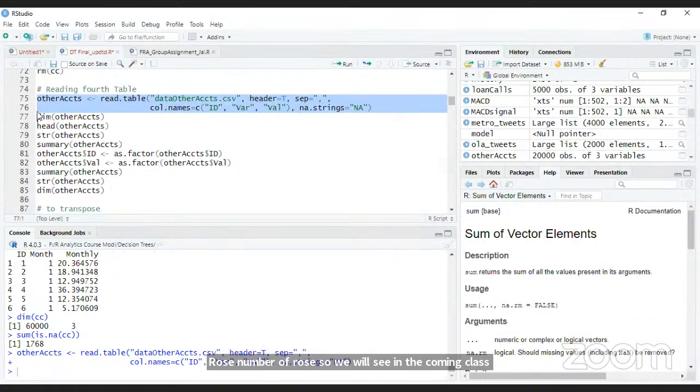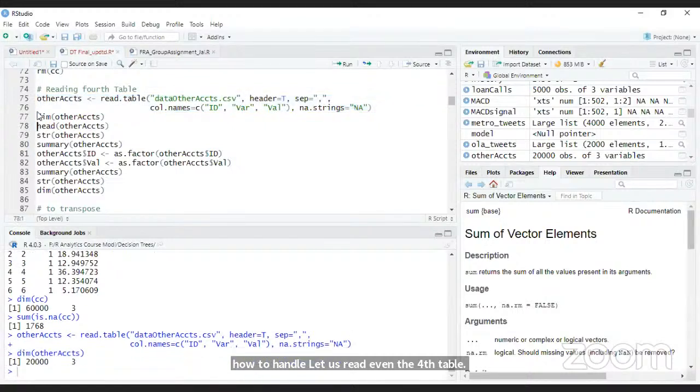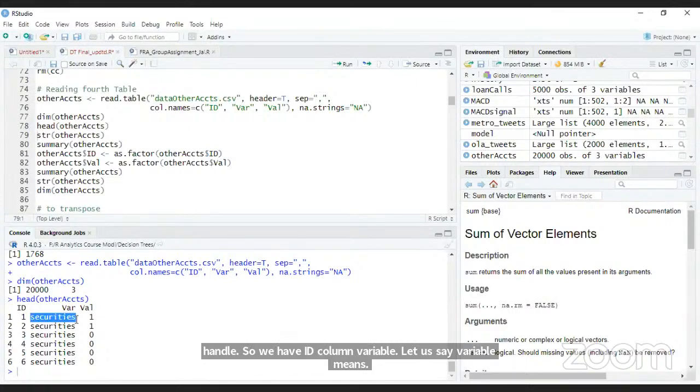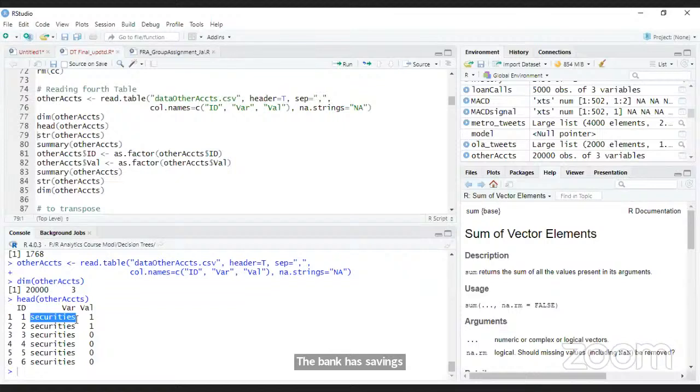Okay, let us look at the number of rows and columns. Again, 20,000 rows and 3 columns. So third and fourth tables are a little bit difficult to handle. So we have ID column, variable. Let us say variable means the bank has savings account, the bank has fixed deposit account, let us say some share trading account, so on and so forth. So securities is one type of account. Whether that individual has that account in the branch or not is one. If he doesn't have that account, it is zero.